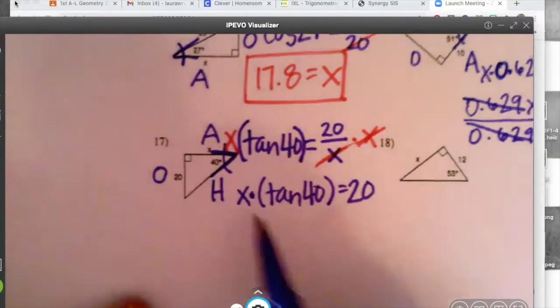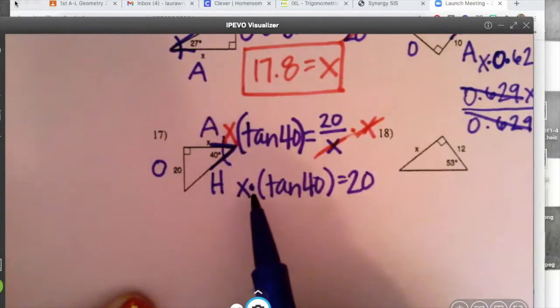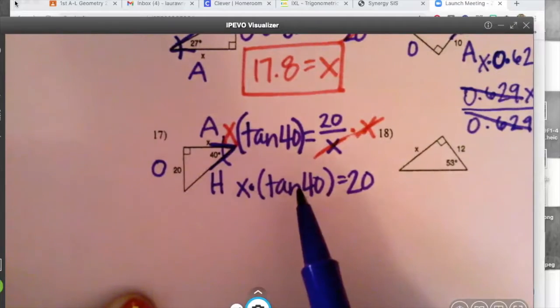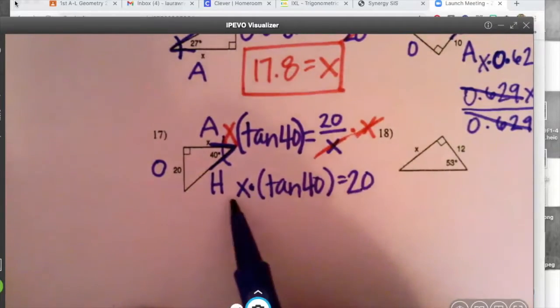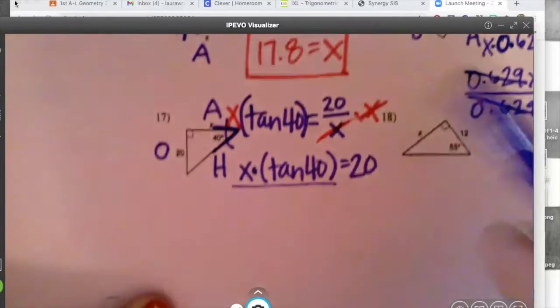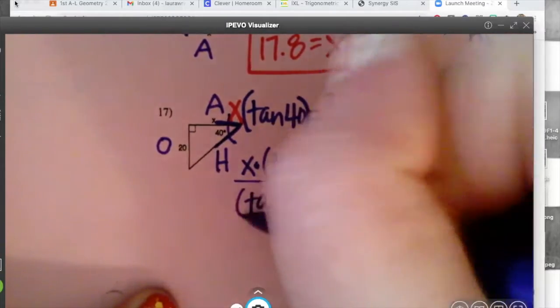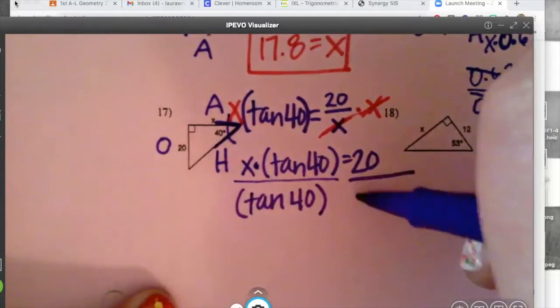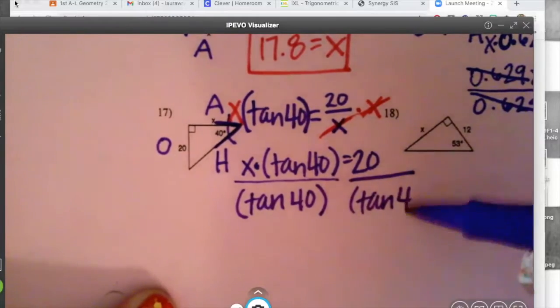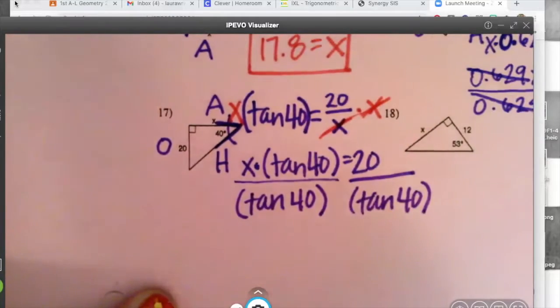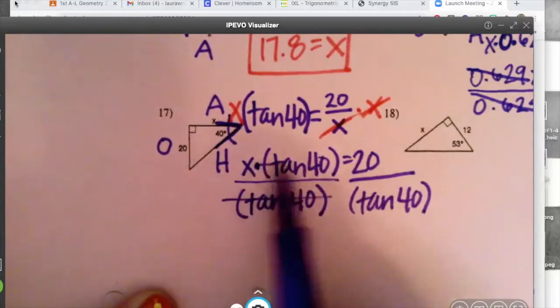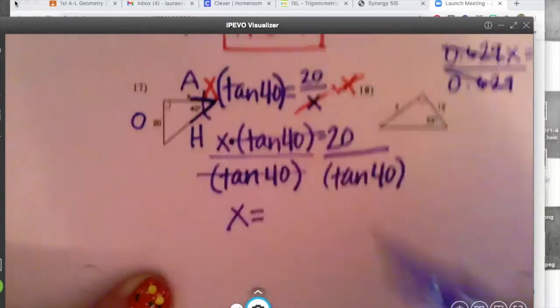Now we're still trying to get x by itself. We need to undo times this amount. Well, we undo times with division. And we need to divide by the same amount that we're trying to get rid of. We're trying to get rid of tangent of 40 over there. So this cancels with this. That's what we've set it up to do. And we're ready to just type the rest into our calculator.